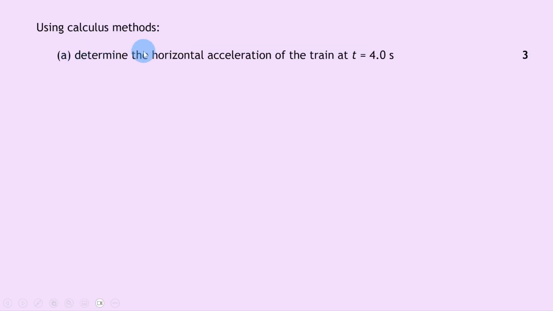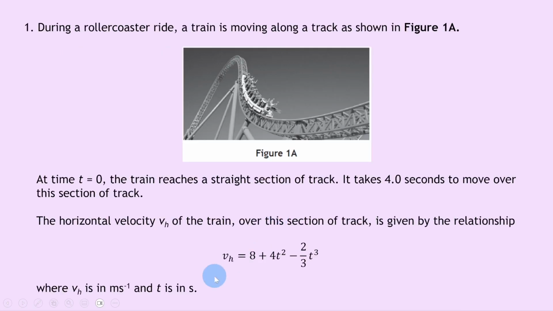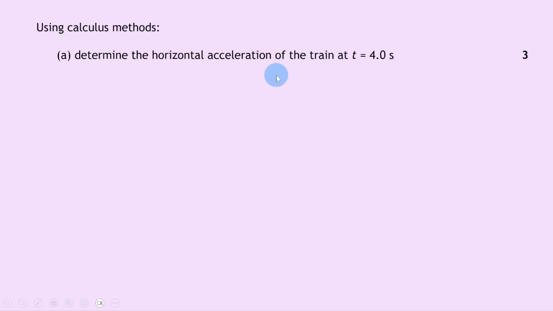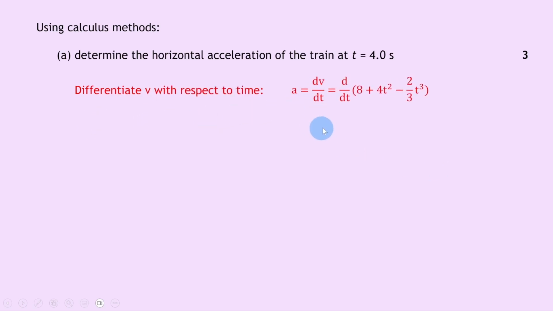It then says, using calculus methods for part A, determine the horizontal acceleration of the train at time t equals 4.0 seconds, and you'll see there's 3 marks available for this. Well, remember we're given an expression for horizontal velocity, so to find the horizontal acceleration, we need to differentiate. So, differentiating v with respect to time t, we have a is equal to dv by dt, which remember is just an equation on your relationship sheet, and we can say that's the same as writing d by dt of 8 plus 4t squared minus 2/3 t cubed. In other words, just differentiating this expression with respect to time.